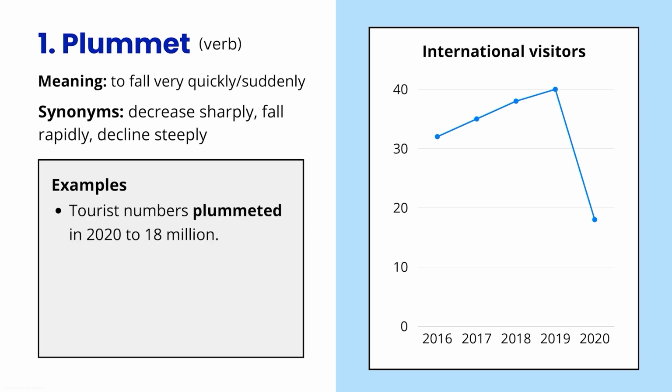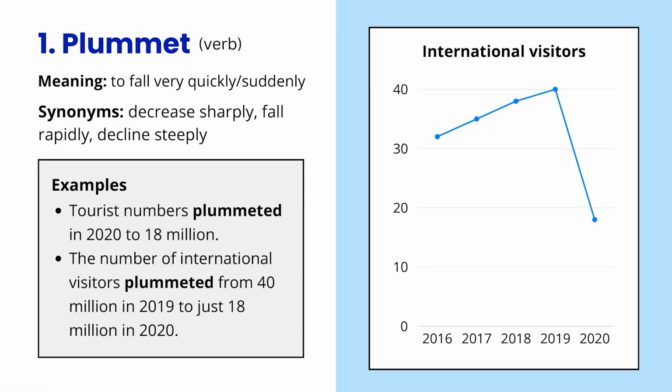So here's an example. Tourist numbers plummeted in 2020 to 18 million. Alternatively, you could say something like the number of international visitors plummeted from 40 million in 2019 to just 18 million in 2020. So plummet is a great word to use if there's a really big drop. And remember, most of the time it's used as a verb.